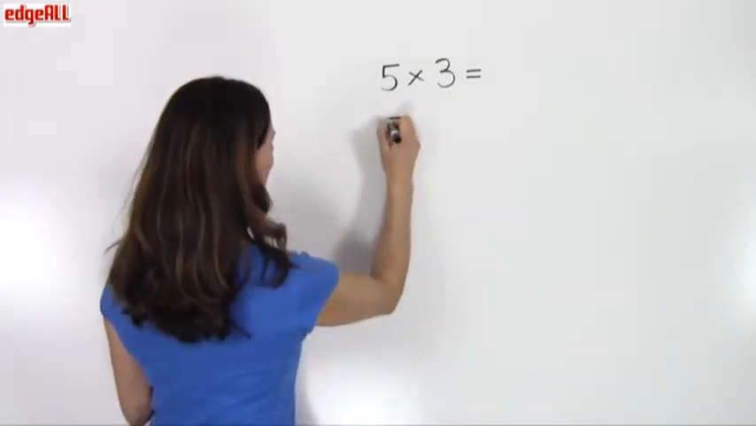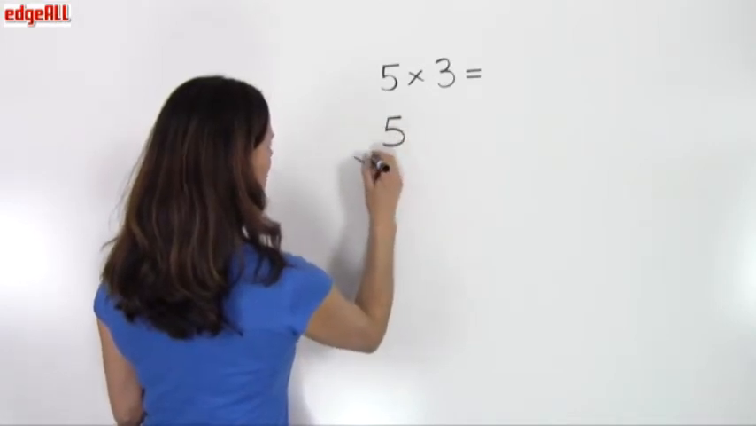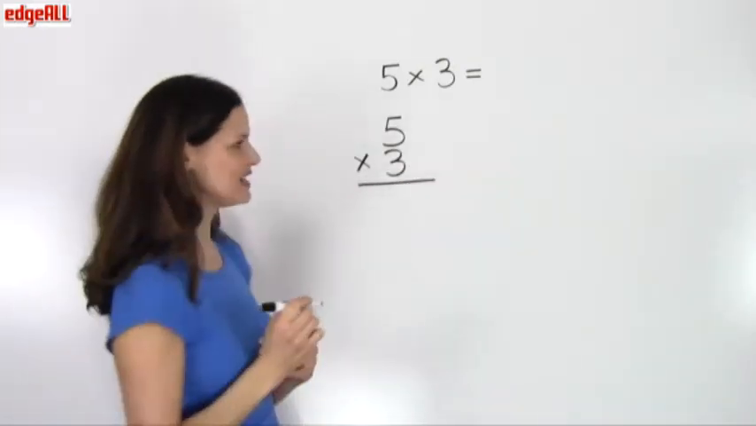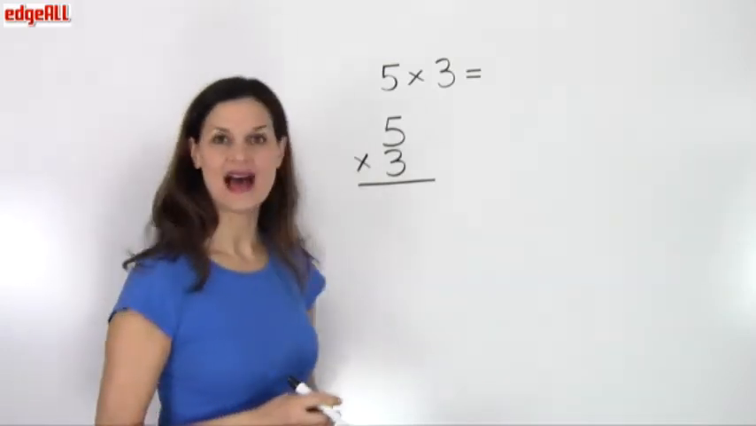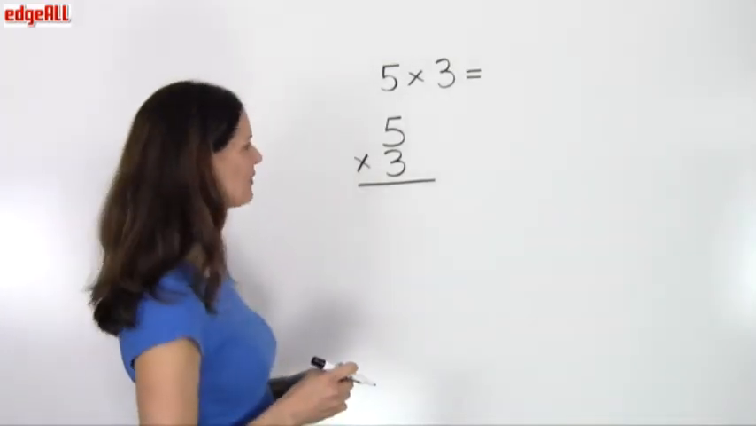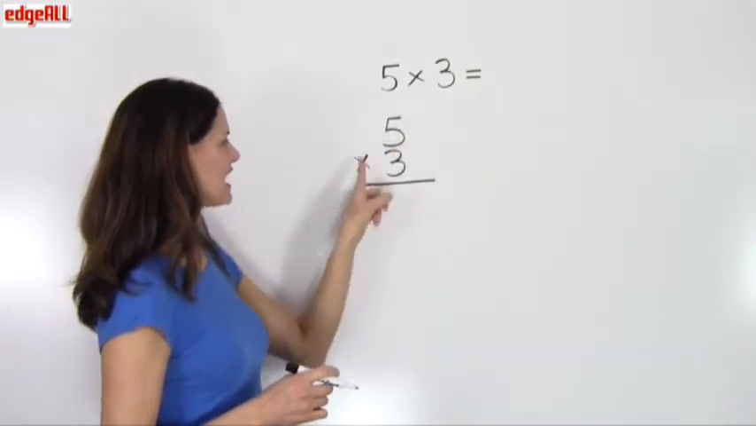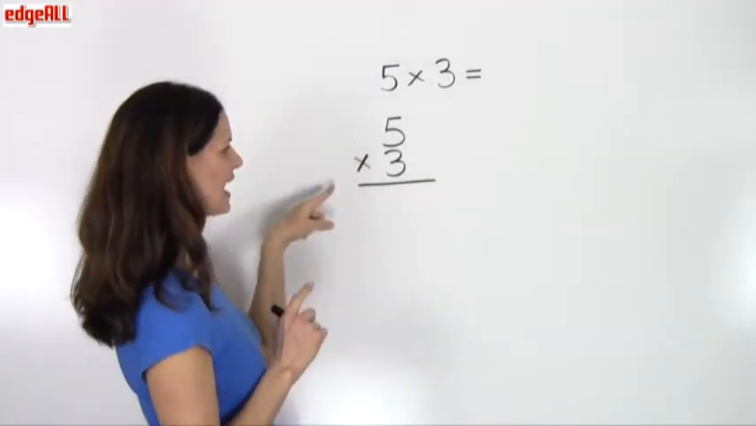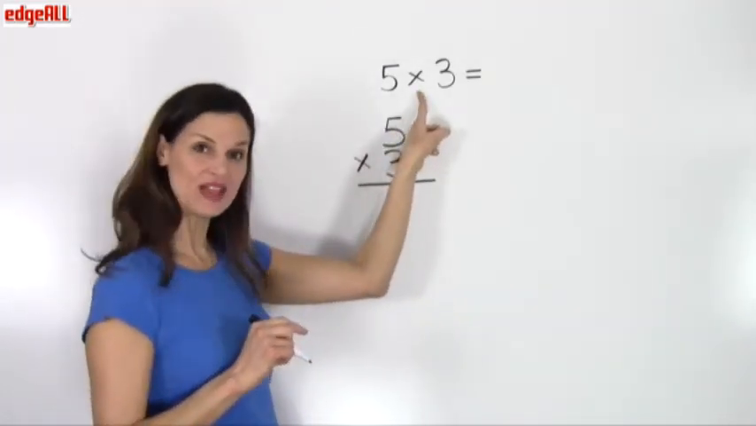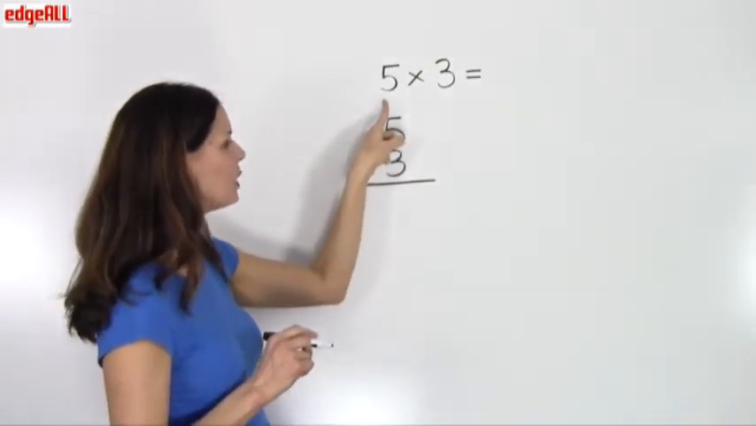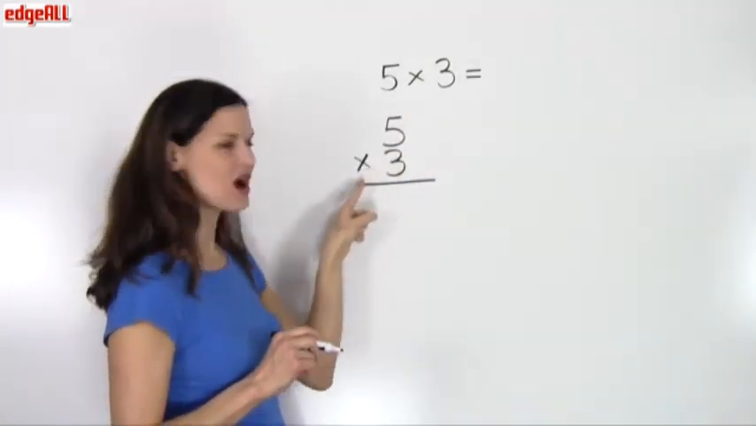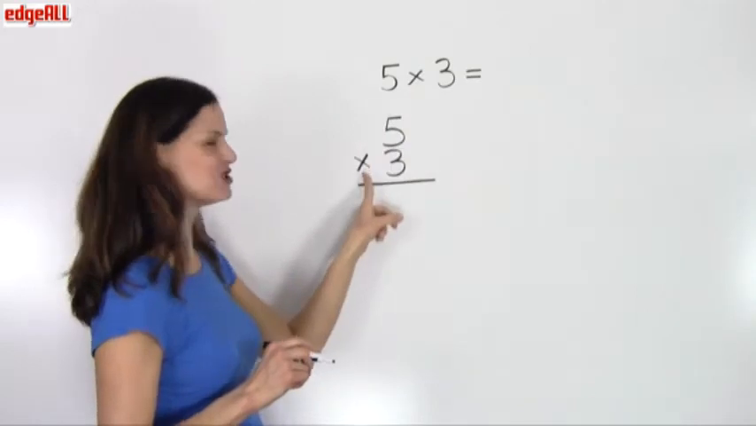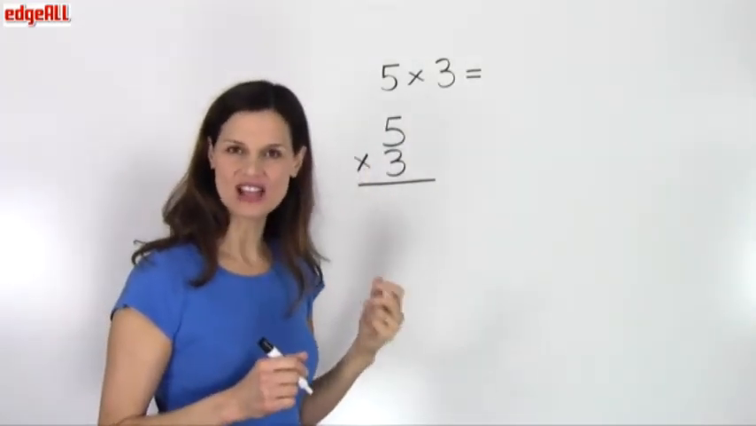So I can have my 5 here, and then my multiplication symbol, and my 3 right below it, and then a line underneath. So this is another way of writing a multiplication problem. We don't want to forget in either of these cases to make sure that we have our multiplication X symbol, correct. When we see this symbol, it tells us that we are going to multiply the two numbers around that symbol. We sometimes call this multiplication or multiply, or we can also call it times.